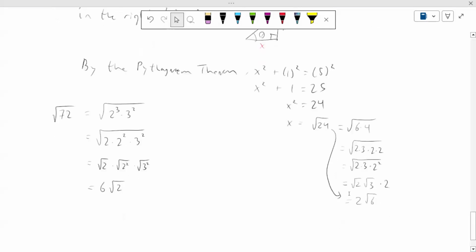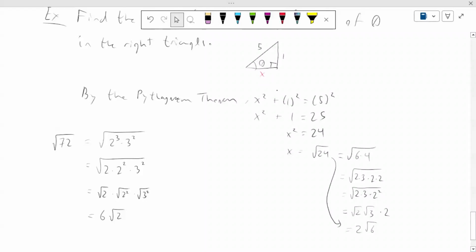So by the Pythagorean theorem, we have the missing side length: x is 2 square root of 6. Now that I have that, we still have to find what sine of theta is and what cosine of theta is and so on and so forth.